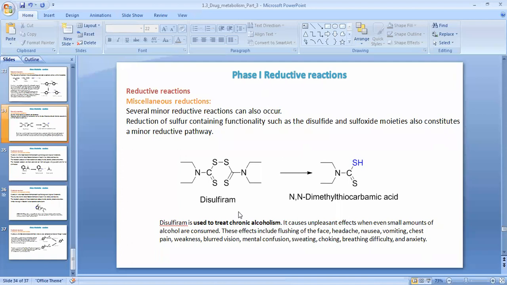Some uncomfortable feeling will be there if he consumes alcohol, because that alcohol is going to react with this disulfiram and convert this disulfiram molecule into the N-dimethyl thiocarbamic acid, which has an unpleasant taste. That's why the person is not going to take a further sip of alcohol.